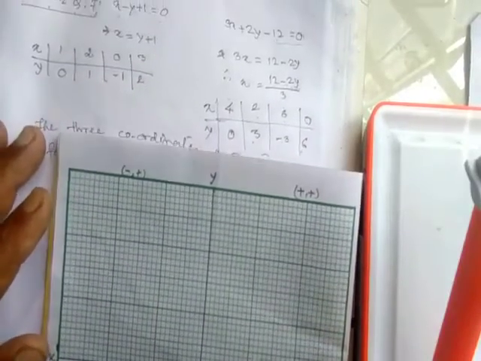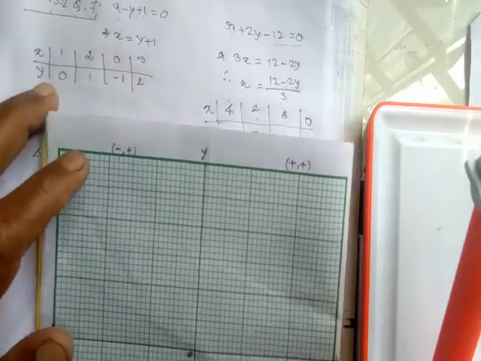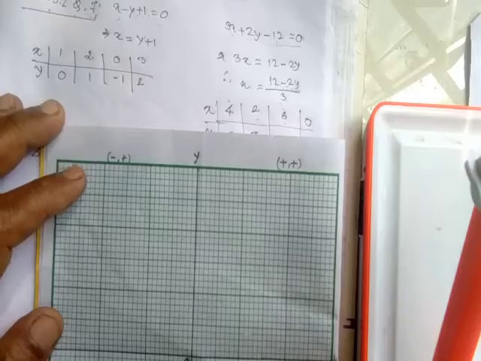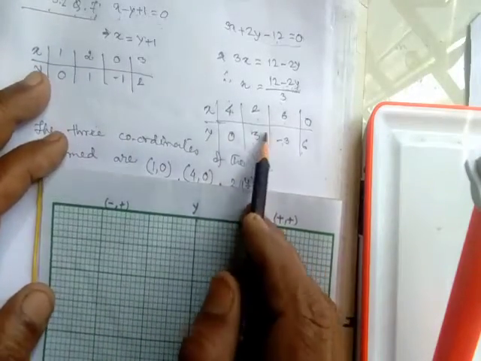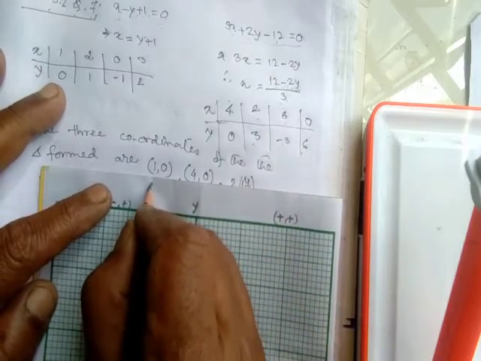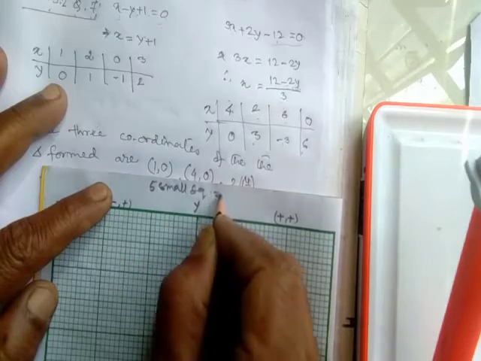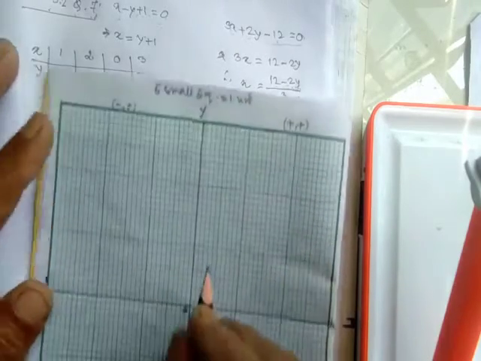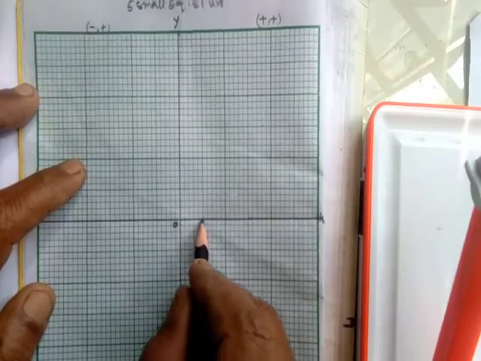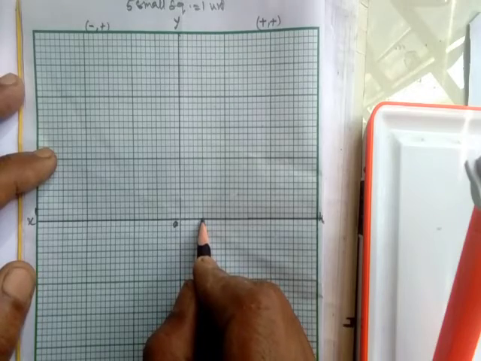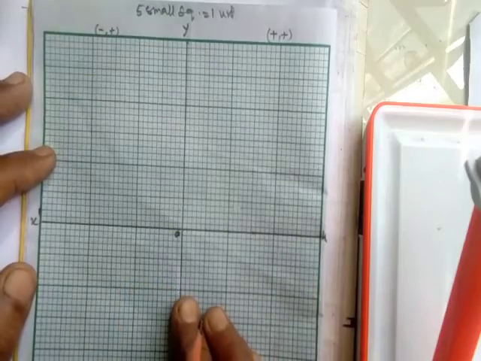Now the first value I have is x is equal to 1, y is equal to 0. Here small squares are there, so what I am going to take is 5 small squares equal to 1 unit. That means from here this is 0, 1, 2, 3, 4, 5. This is 1, this is 2, this is 3, this is 4. Like that I have enlarged the scale.